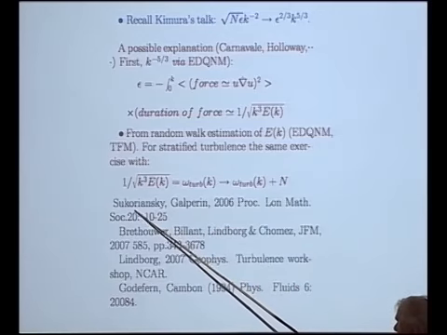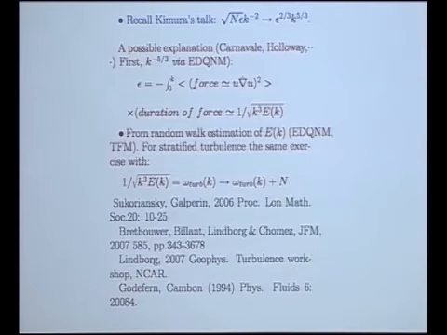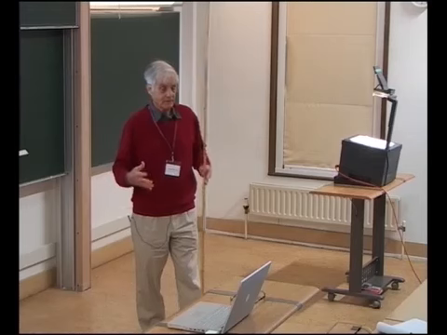To my knowledge, this hasn't been done in terms of the kind of analysis that looks into detail. This paper here by Galperin and Sukoriansky did do that with the kind of EDQNM analysis. They called it the quasi-Gaussian approximation to the cumulants to get that sort of equation.